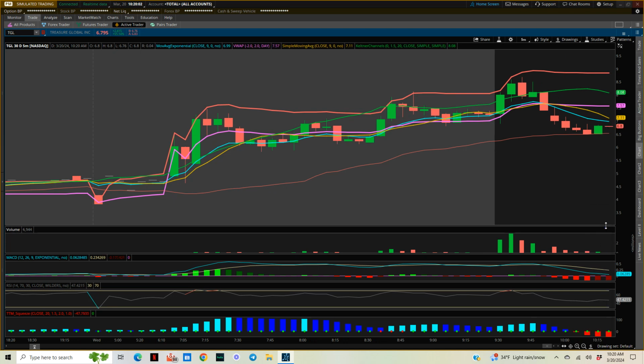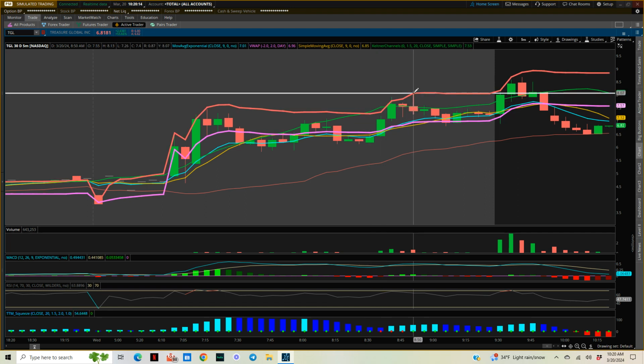Let's do so first. Turned the computer on around 8:30. The high was around here, so I marked the high at 8:07. And then I marked the low down here, around 6:12.